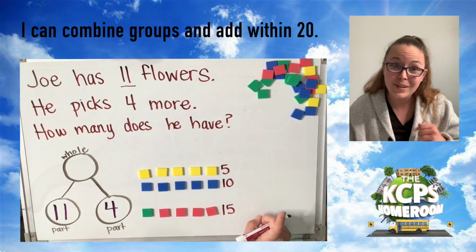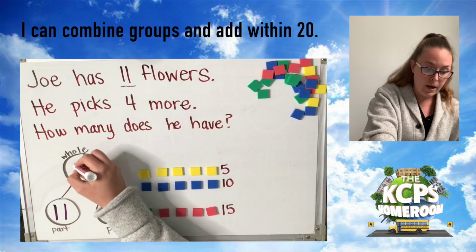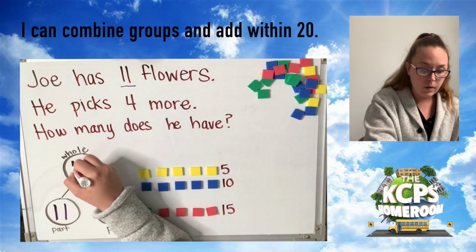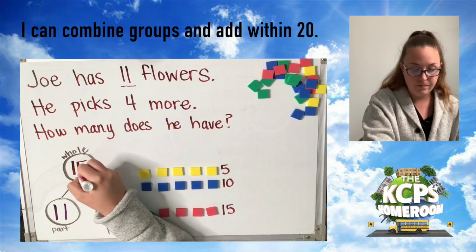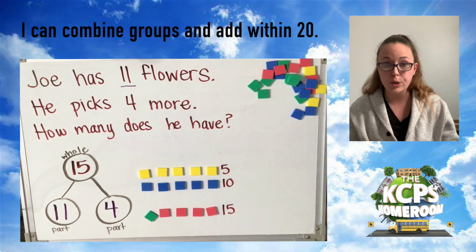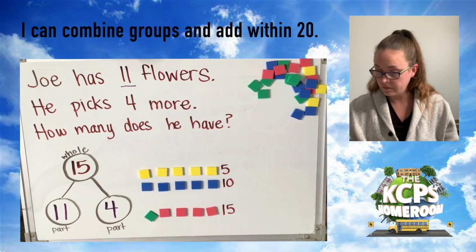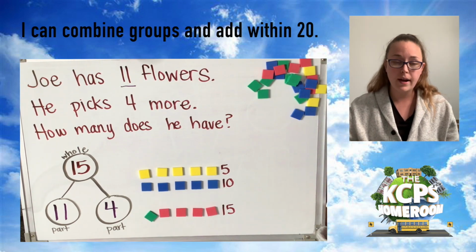It does, you're correct. So over here in my whole, I know that if my two parts are 11 and 4, my whole is 15. Now the last thing we are going to do is write a number sentence that tells this story. So there are 2 ways we can write this number sentence.